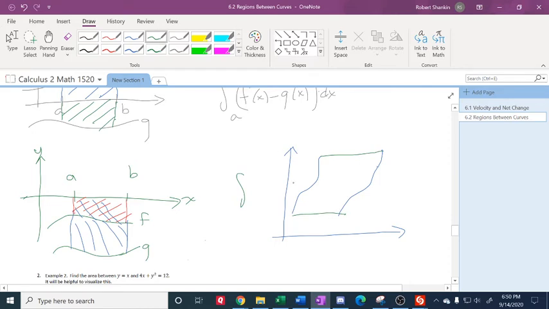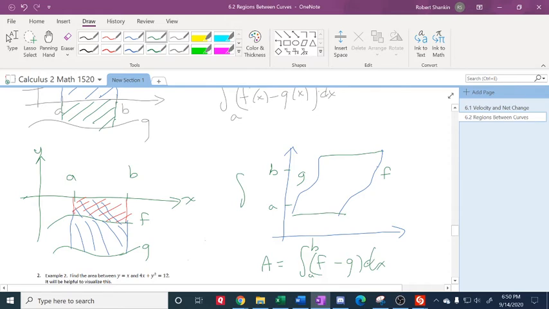But this time, the rightmost has to come first, and then the leftmost. Area will be the same thing as before, but not upper and lower now. It's rightmost, leftmost. It's from A to B, the right minus the left, dx.